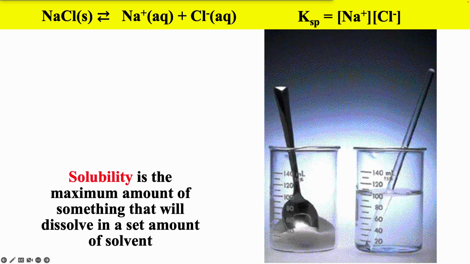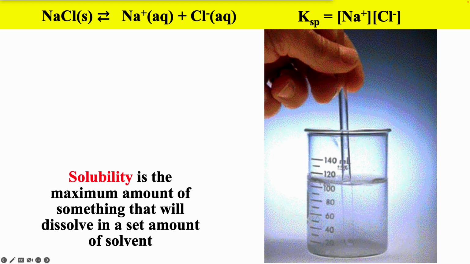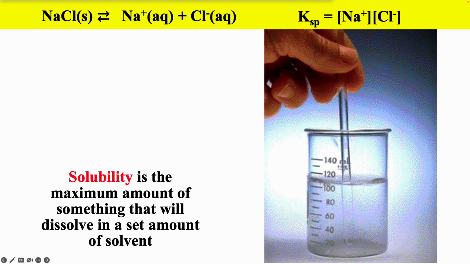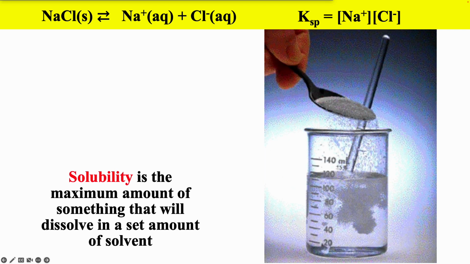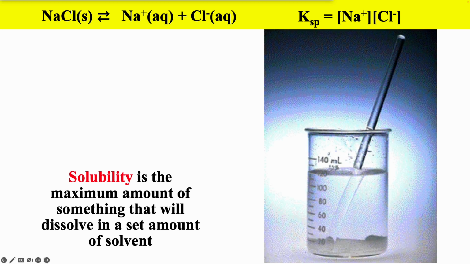When a small amount of sodium chloride is added to 100 grams of water, it dissolves. If we add more and more salt, eventually no more can dissolve in this amount of water. The quantity of salt dissolved in this solution, about 35 grams at room temperature, is a measure of sodium chloride's solubility in water. So solubility is the maximum amount of something that will dissolve in a set amount of solvent.